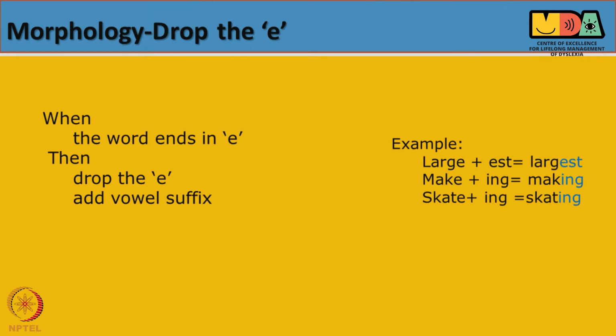Let us take the word skate. Skate ends in E, what I have taught you before as the magic E. Then I remove the E to add ing and I come up with skating. So, drop the E. When you have a word ending in E, in order to add the vowel suffix, you drop the E and you add your vowel suffix. Again, there are exceptions to this rule. Can we see the exceptions?